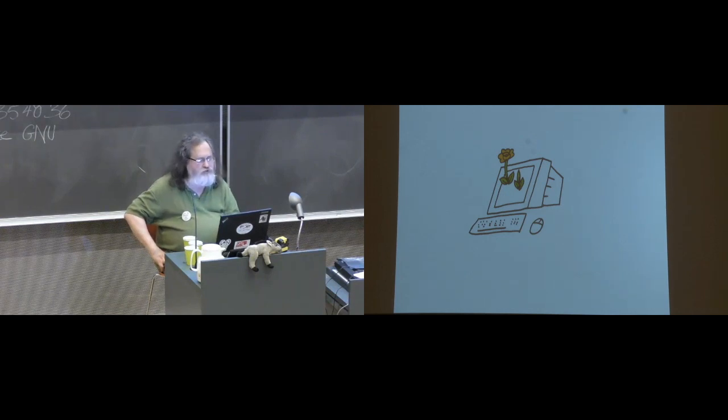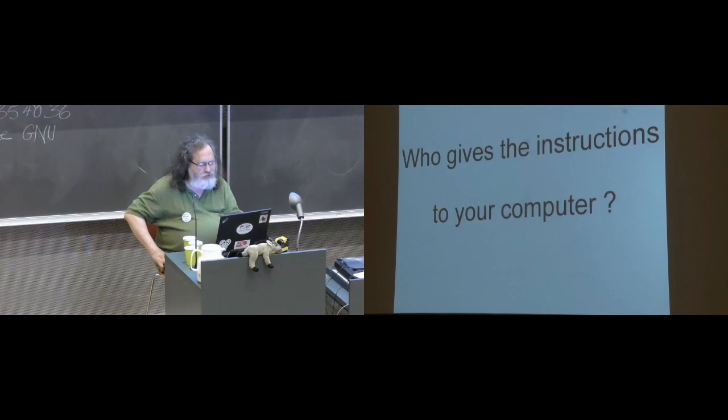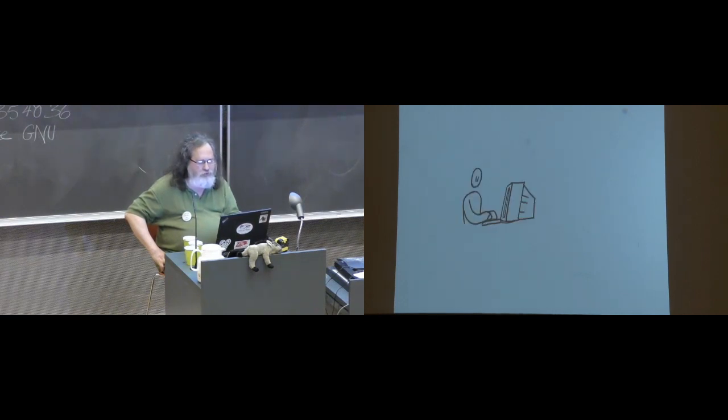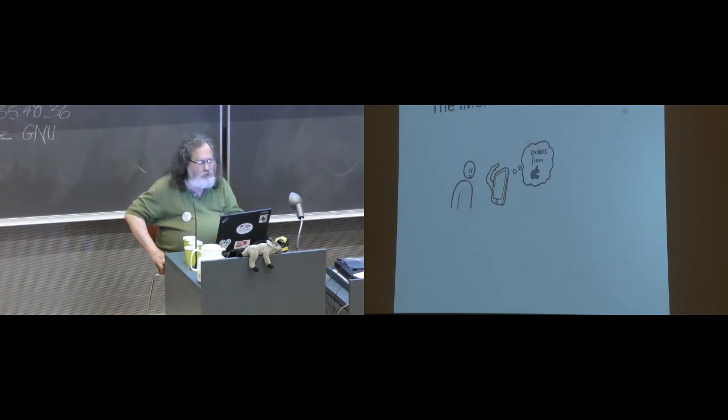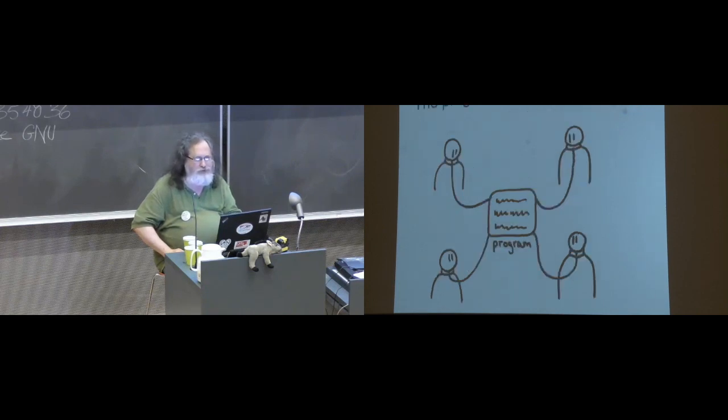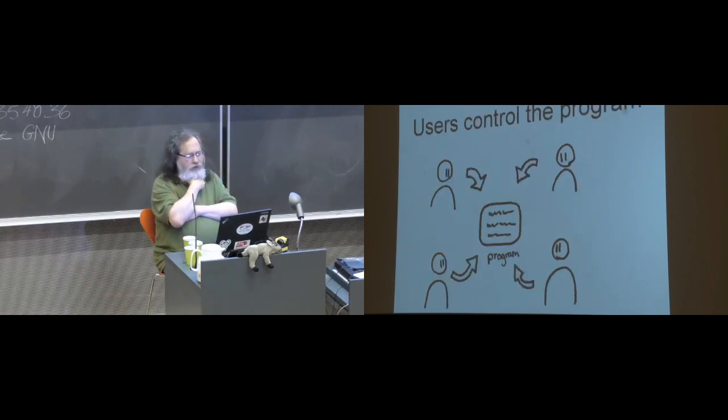So this raises the moral question of who gives the instructions to your computer. You might think it's you, when really it's someone else. You might think that your computer is obeying you, when really it's always obeying its true master. And it does what you want, what you ask for, if the true master gives permission, and otherwise it doesn't. With any program, there are two possibilities. Either the users control the program, or the program controls the users. It's always one or the other, because there's no other possibility. When the users control the program, that's free software.